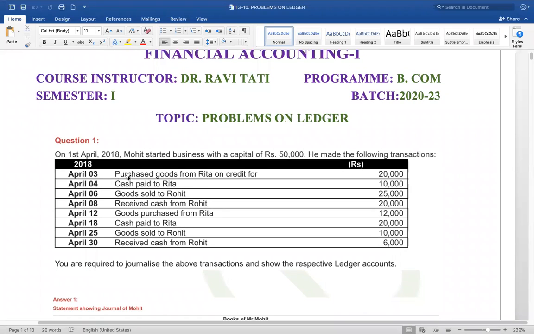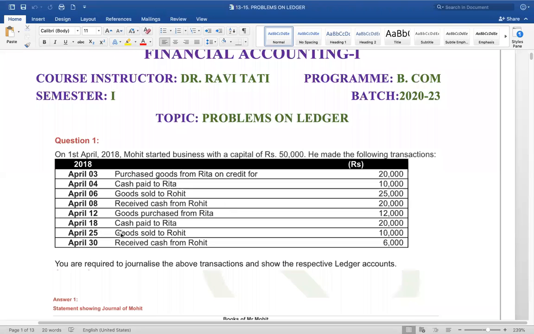On April 3rd, purchased goods from Rita on credit for 20,000. On April 4th, cash paid to Rita 10,000. On April 6th, goods sold to Rohit 25,000. On April 8th, received cash from Rohit 20,000. On April 12th, goods purchased from Rita 12,000. On April 18th, cash paid to Rita 20,000.